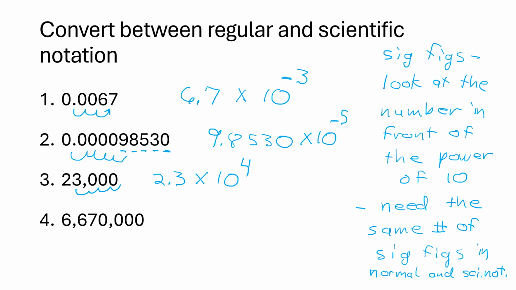Next up, we've got 6,670,000. Those trailing zeros are not significant because there's no decimal point. If I rewrite the number with 1 digit to the left of the decimal point, I'll have 6.67, and then it's going to be times 10 to a positive number because this is a number greater than 1. And then I'm going to move it, well, let's see, the commas in the number represent 3 places, so that's going to be 3, 6. That's going to be a grand total of 6 places. So 6.67 times 10 to the 6.